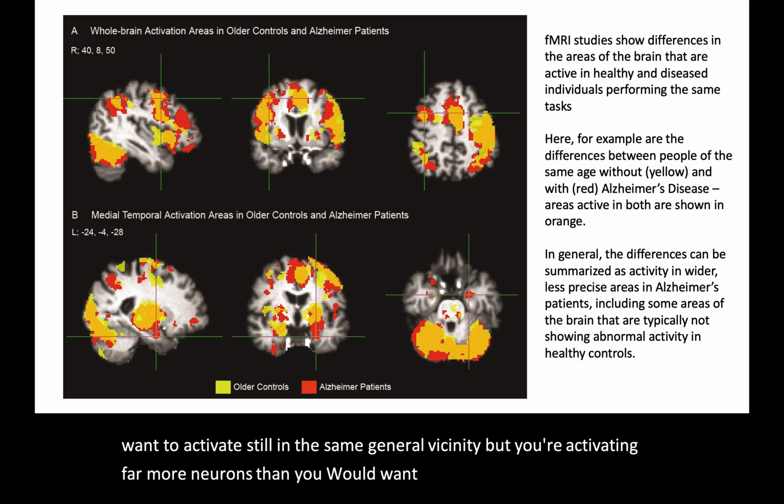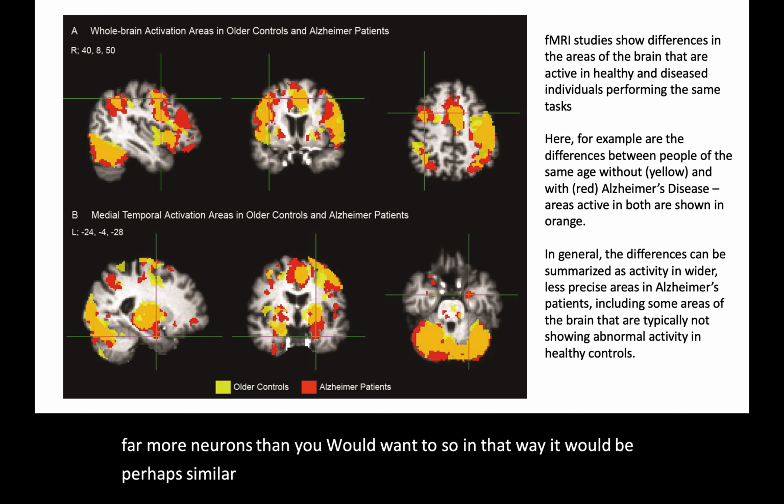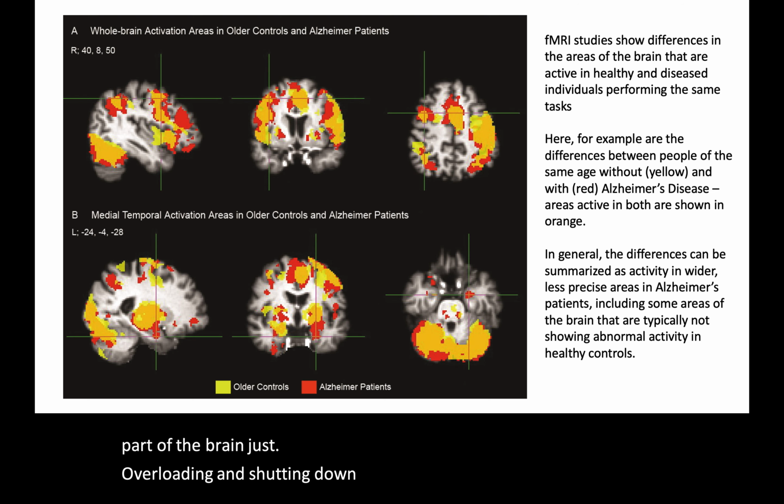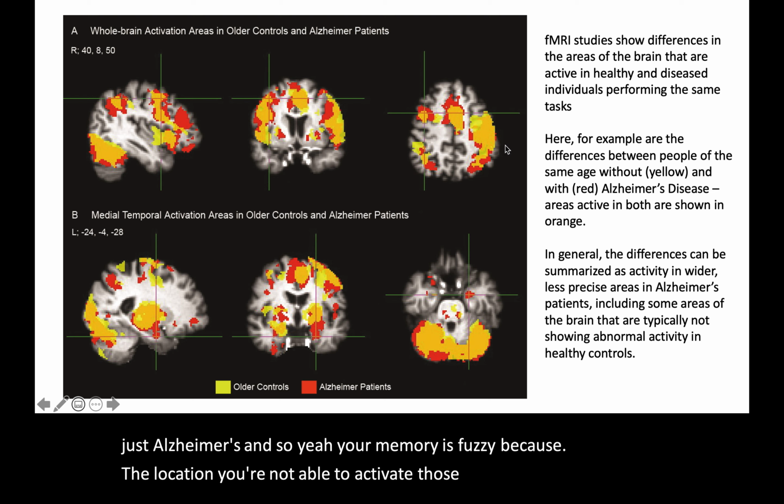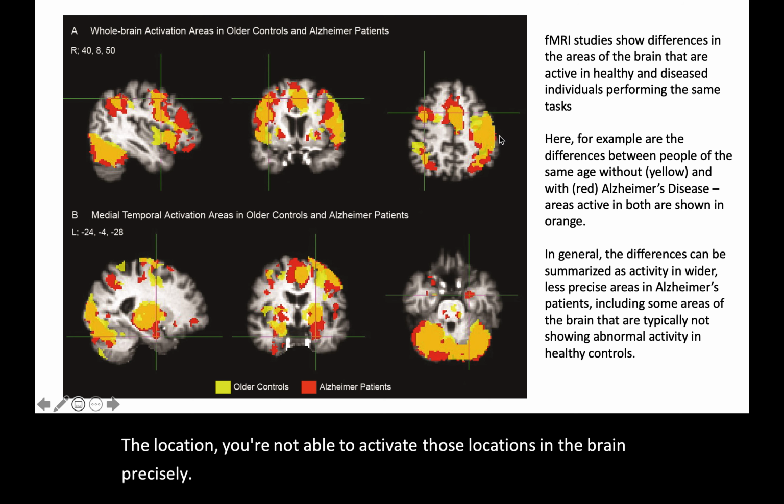So in that way, it would be perhaps similar to epilepsy, something like that, where you have one part of the brain just overloading and shutting down the entire system. But in this case, it's just Alzheimer's. And so, yeah, your memory is fuzzy because you're not able to activate those locations in the brain precisely, is one possible explanation.